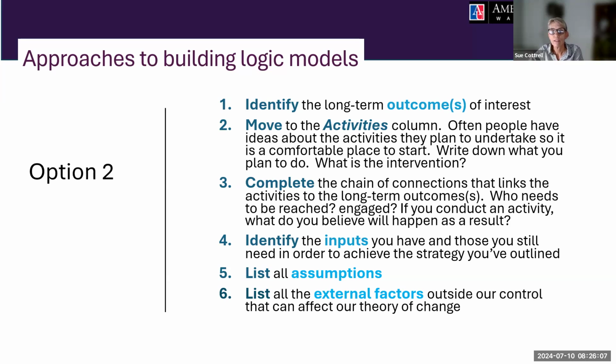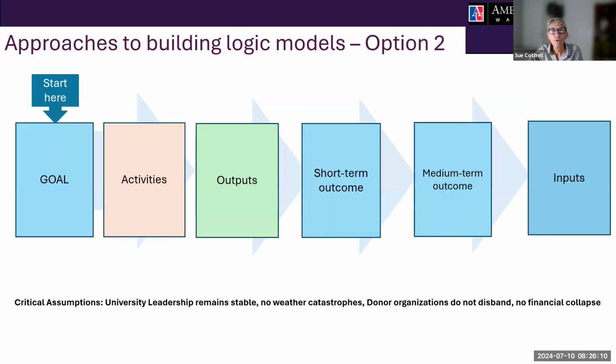So that looks like you start here with your goal, then you fill in your activities, then you identify the outputs related to the activities. You take from the outputs, what are your short-term outcomes? What are your medium-term outcomes? And then you go, what are your inputs? So your inputs are sort of apart from that. But other than that, the goal, the activities, outputs, short-term, medium-term, and then your inputs. And again, you include your critical assumptions in that. Always start with your goal.